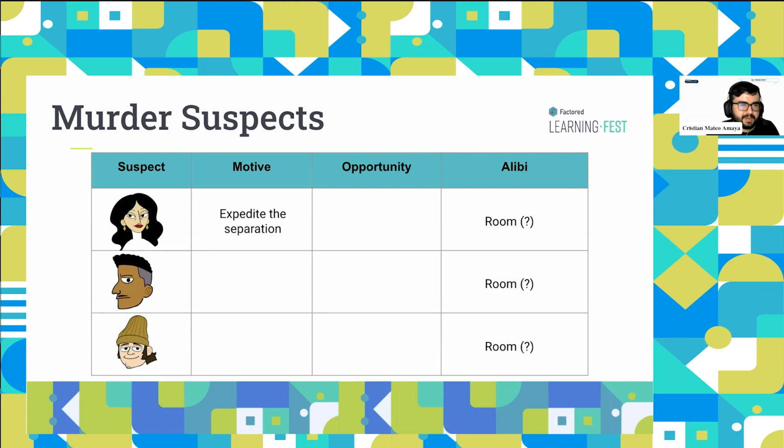So we think maybe Veronica wants to kill him because of the separation. She wants to finalize the divorce. Jamir, maybe because of the business difference you saw that they have earlier. And Peter because of the inheritance. Maybe he wants to start his business as soon as possible and the inheritance is the best way to do it.